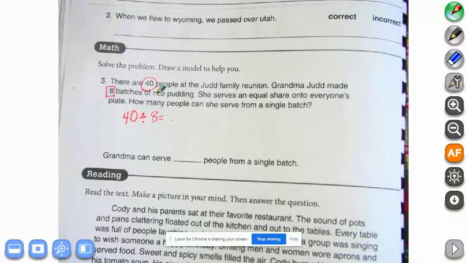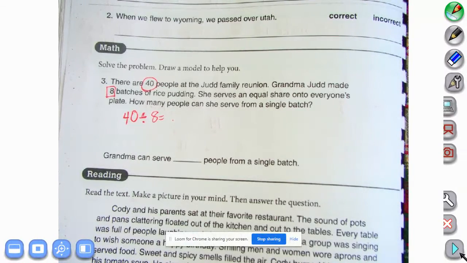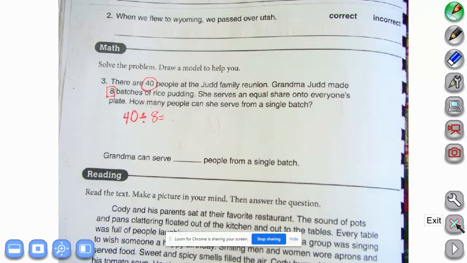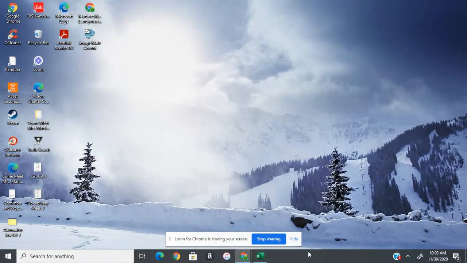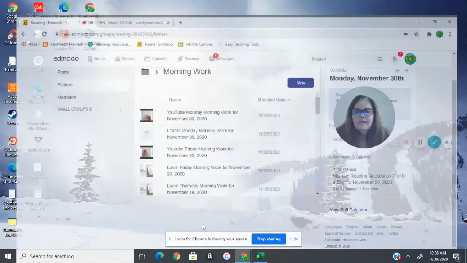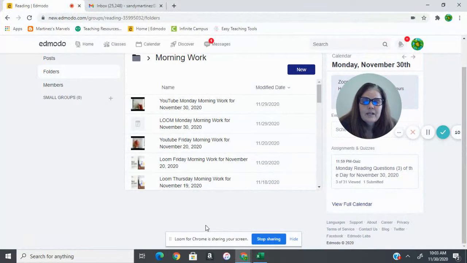All righty, let's go back. So your work for today is to work on page 50 and get it ready so that we can correct it tomorrow. And that would be it for morning work. After you're finished with that, you can head over to the vocabulary video where we're going to be doing antonyms and synonyms for our 5 new words.